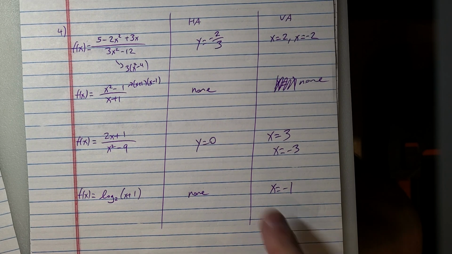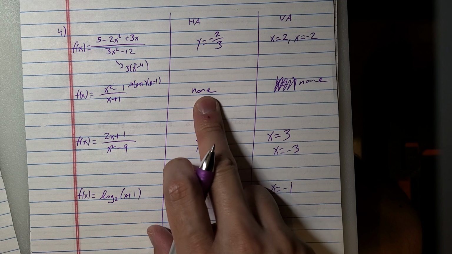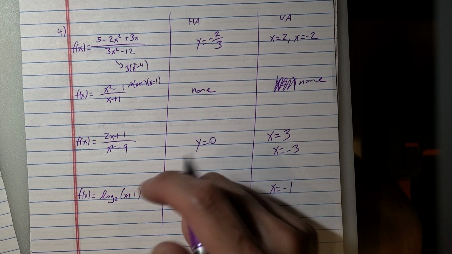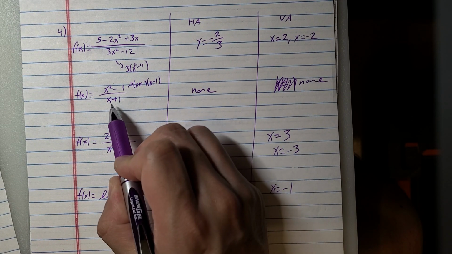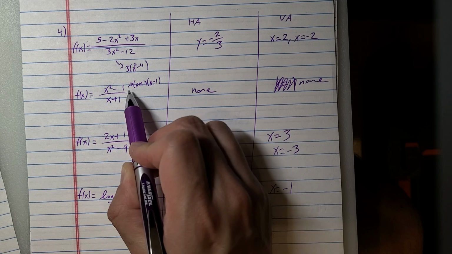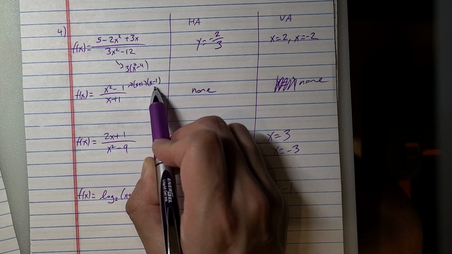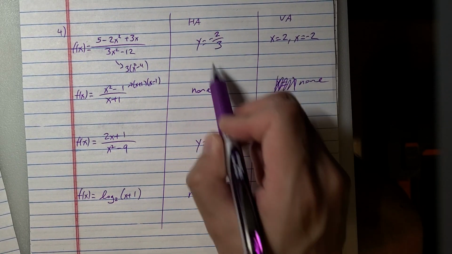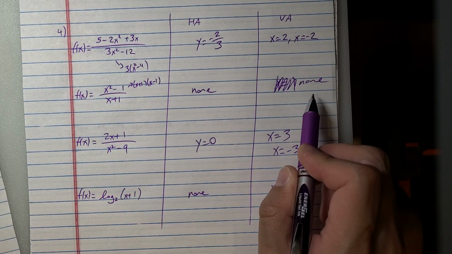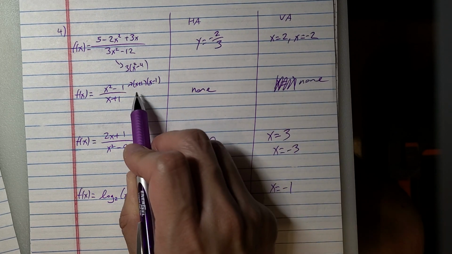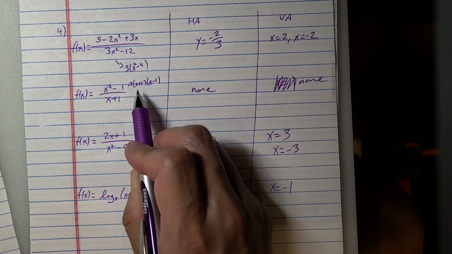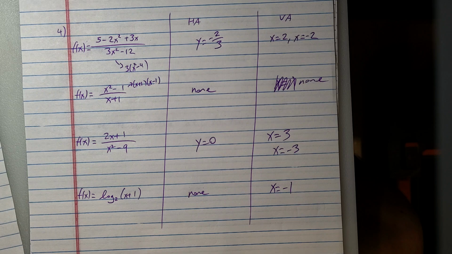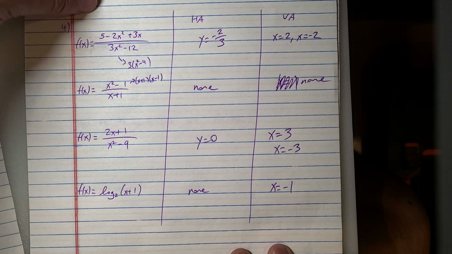And just to go back to the earlier one, this is still none, just to clarify, because once again, if we cancel the x plus 1s, f of x is x minus 1. That guy is just a line. There's no horizontal asymptote for a straight, linear line. So that's still none. Once again, this one was the tricky one in that we had a removable discontinuity here, so it's actually no vertical asymptote. Okay, let's move on.